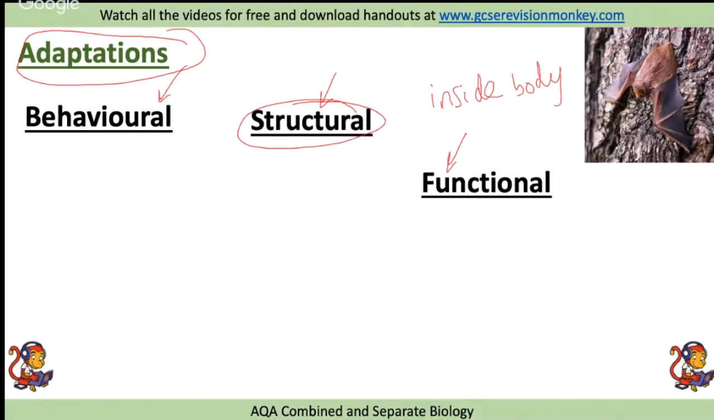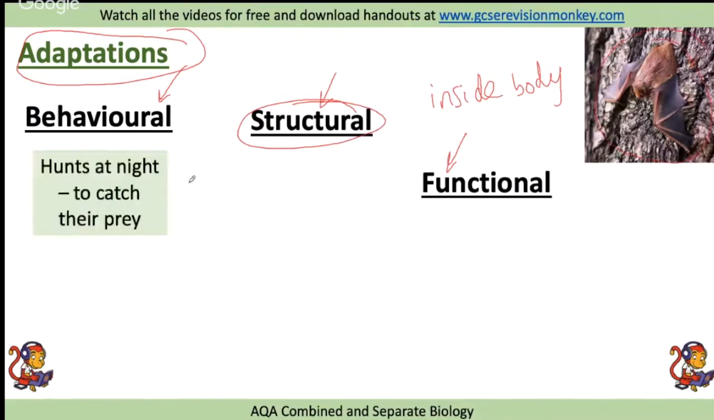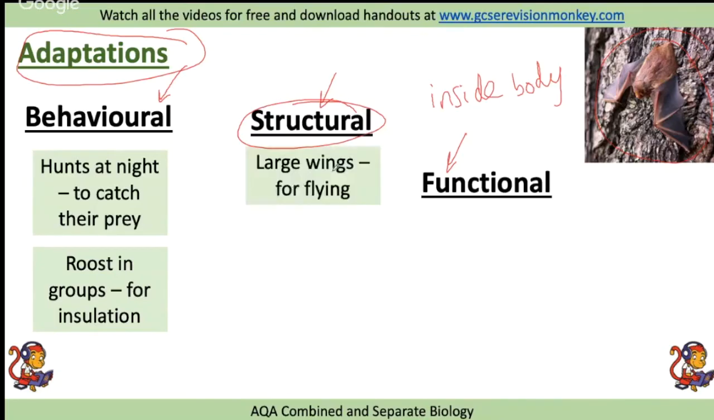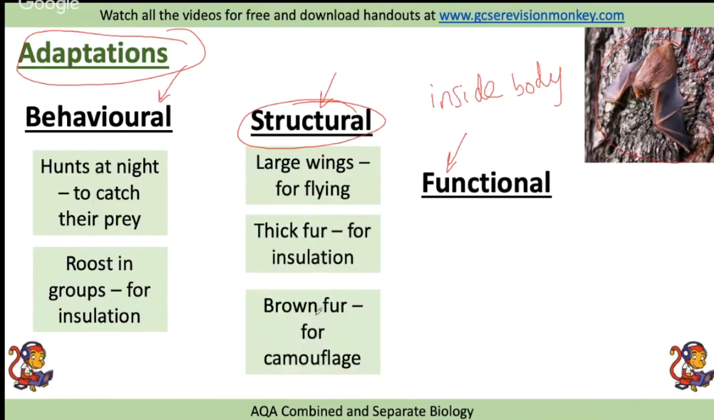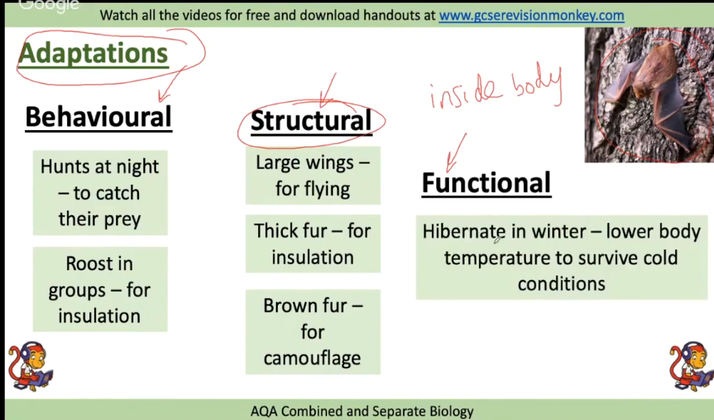So for example, if we take this bat here, we could talk about behavioural. It hunts at night to catch its prey. It roosts in groups, for example, for insulation. You don't need to get this specific example down, but I'm just showing you how you could answer this type of question. Structural, that's what it looks like. So large wings for flying, thick fur for insulation, brown fur for camouflage. And functional might be something like the fact that it hibernates in winter. Internally, it lowers its body temperature.